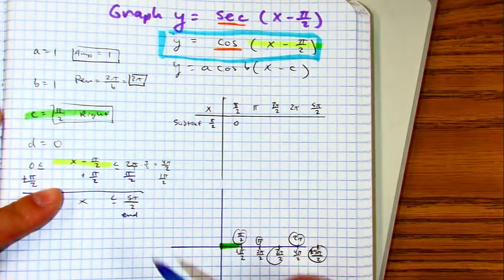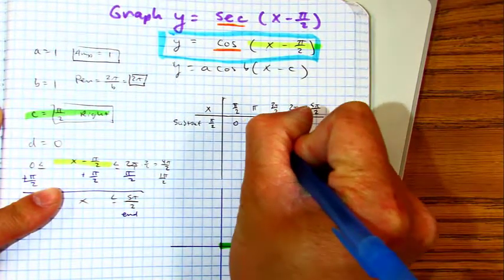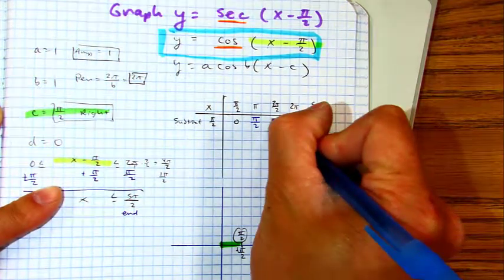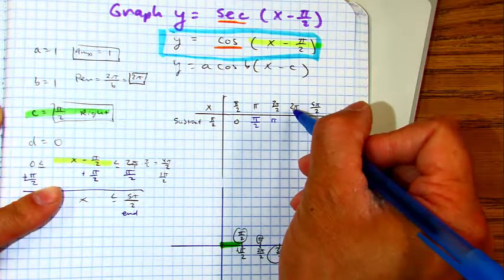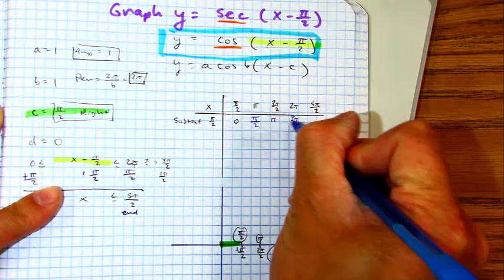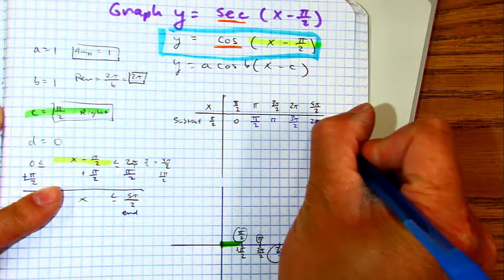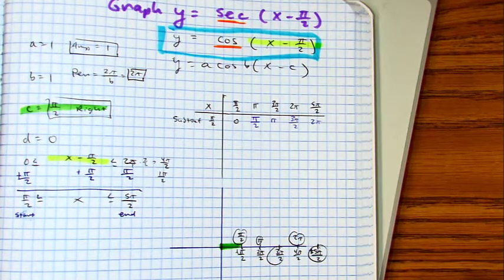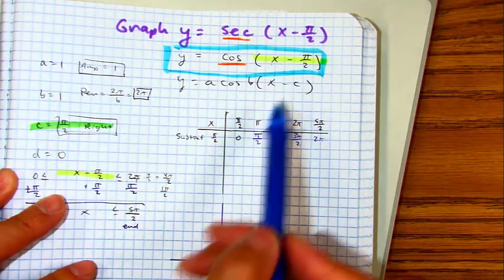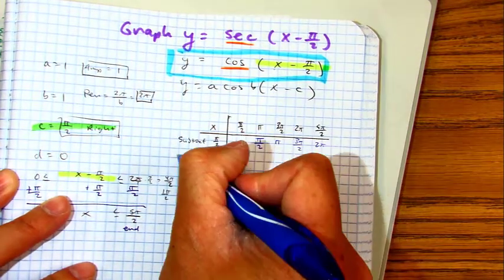Pi minus pi over 2. 3 pi over 2 minus pi over 2. It's 2 pi over 2, which is pi. 2 pi, which is 4 pi over 2 minus 1 pi over 2. 3 pi over 2. And 5 pi over 2 minus pi over 2. 4 pi over 2, which is 2 pi. Good job. So we took down our x values. We're subtracting pi over 2. Now we're going to evaluate cosine.